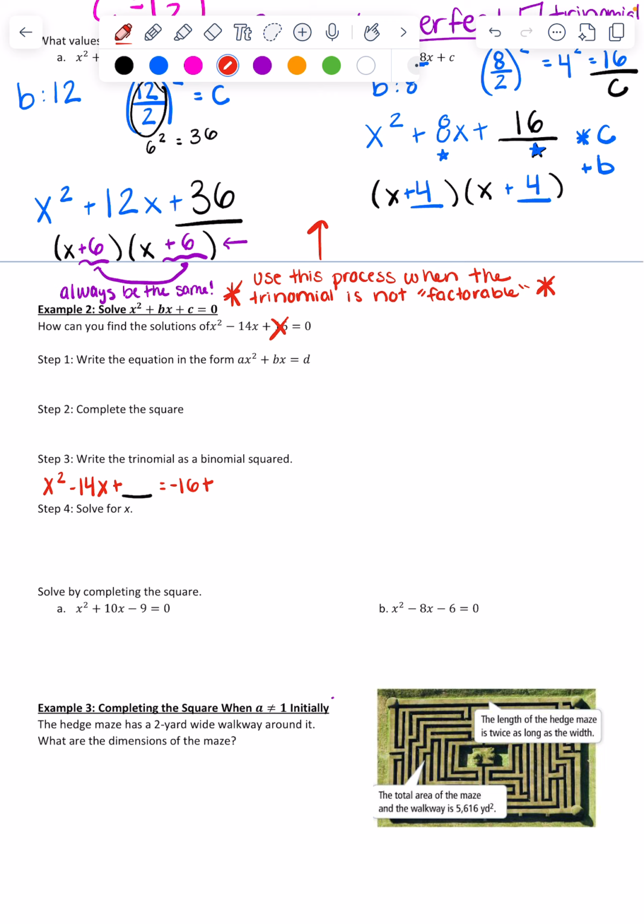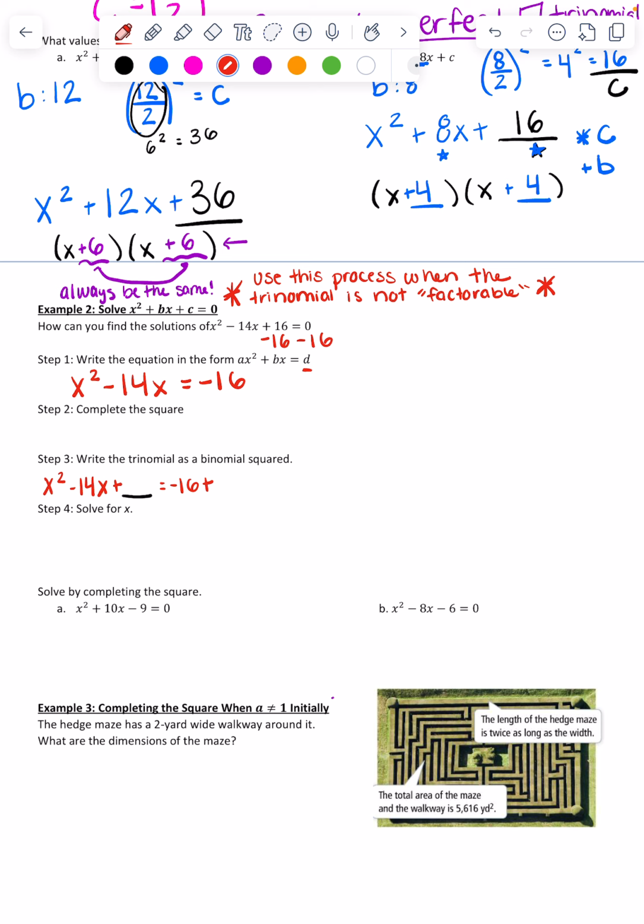So the first step, it says to write the equation in this form. Now, what that actually means is we want to get rid of the C value. So we're going to subtract it away and get it on the other side of the equation. We still have the x squared minus 14x on the left-hand side, but we are just going to move that negative 16 over to the other side.